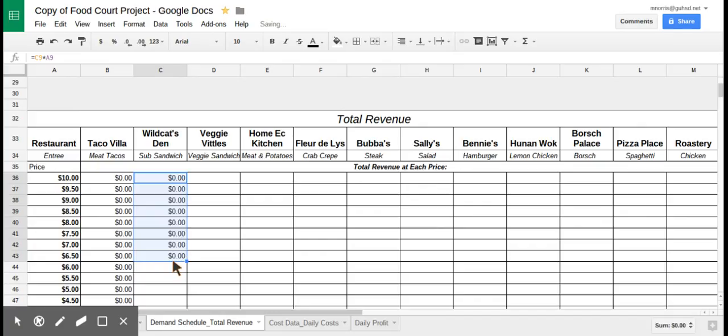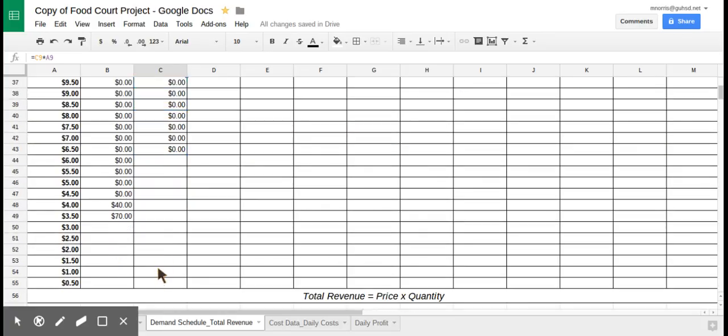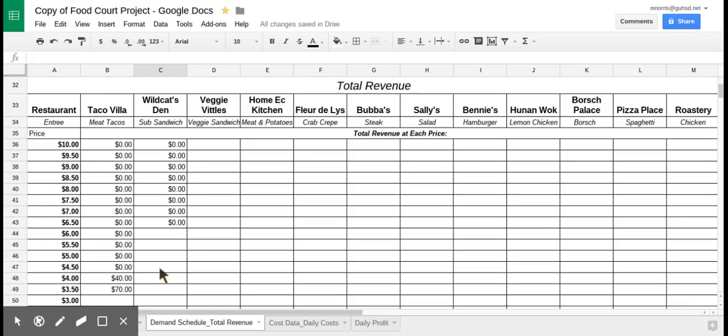What I'd like you to do right now is go ahead and for each of the 12 restaurants, type in your initial formula and then copy it on down all the way to the bottom so that way you can see everything. I'd recommend that you get out a calculator and just spot check a couple to make sure the math's looking okay, but that's how you would go ahead and calculate out your total revenue.